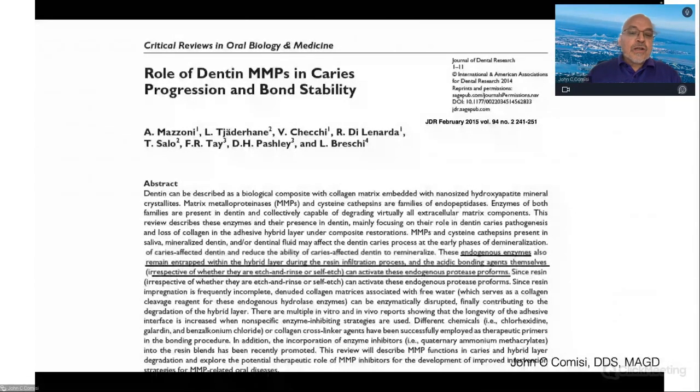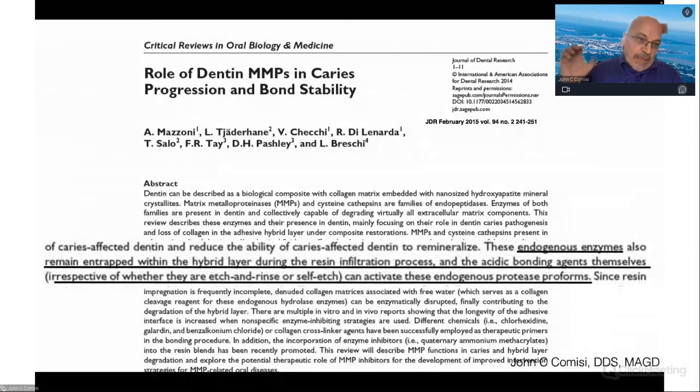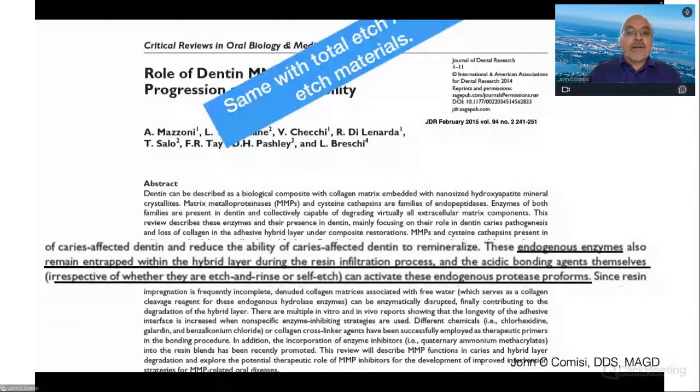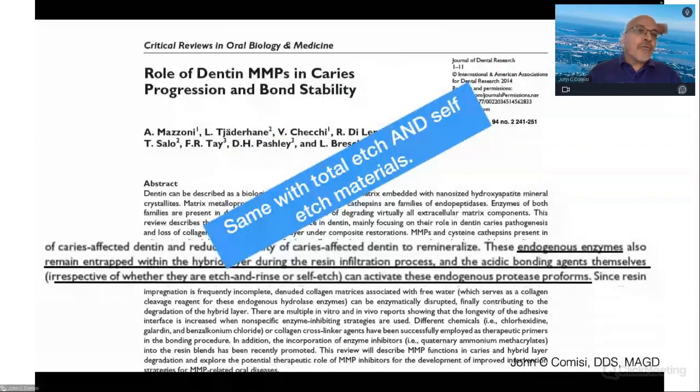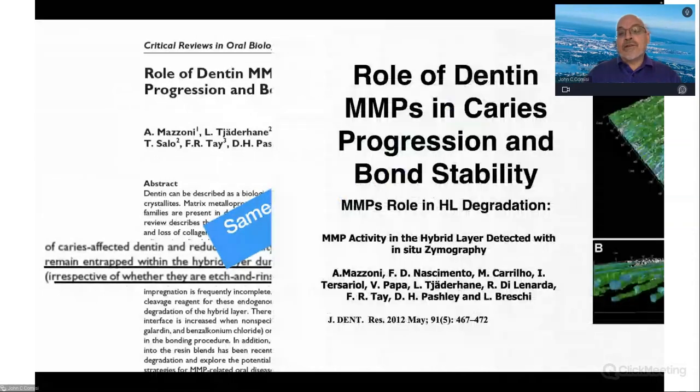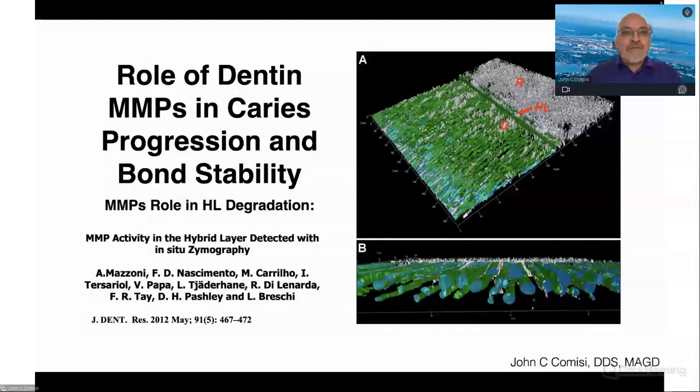Annalisa Mazzoni and the Breschi group have shown that the endogenous enzymes that remain entrapped in the hybrid layer during the resin infiltration process, and the acidic bonding agents themselves, irrespective of whether it's a self-etch adhesive or total etch type of situation, activate these endogenous protease preforms all of the time. So no matter what we do, I've had arguments with clinicians and other lecturers over the course of time claiming that self-etch is gentler and didn't do the same thing as total etch. This article basically shows that there is a breakdown no matter what, because everything we've talked about up until this point has shown that we have a failed process because of the acidic attack from our restorative materials.